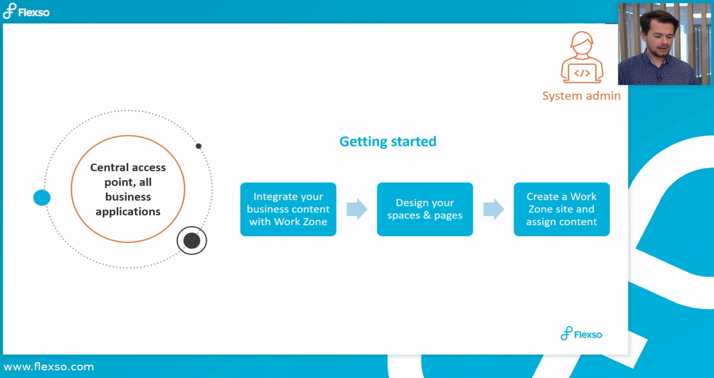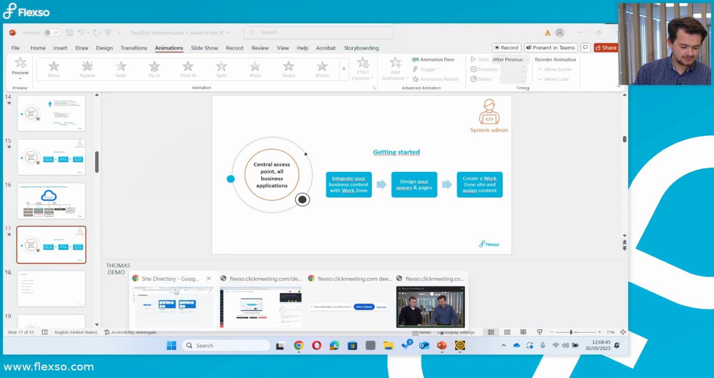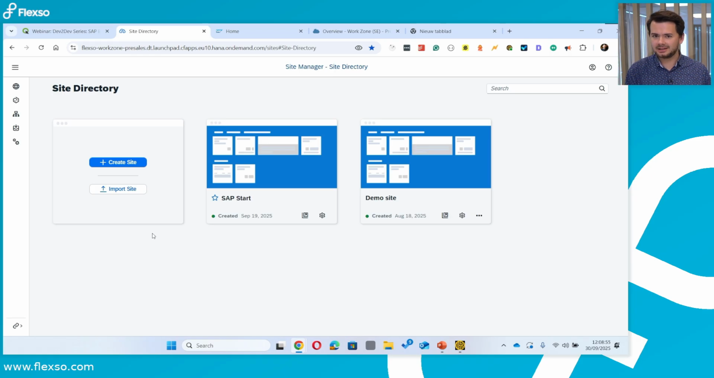Let's have a look at those two things. I want to quickly show you this in our demo environment. So let me just jump here. When you want to start editing or managing your Workzone environment, you do this in the site manager. It's accessible from the BTP cockpit, and this is the home page of the site manager. You can already see that you can create multiple sites. So you could say that you have different sites for different use cases instead of just one big site. So that's already an interesting thing.